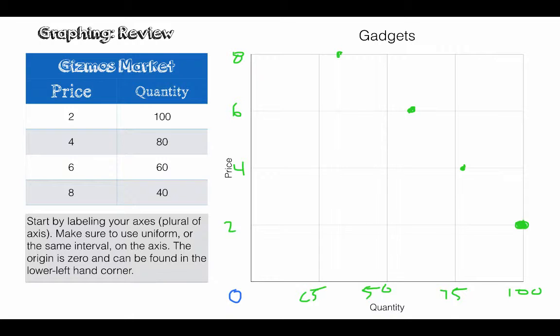All right, now that that is done, I can connect my dots here, and I'm going to put an arrow there, and you guys will learn why in just a moment. So there is my curve right there that I created. All right, let's move on.